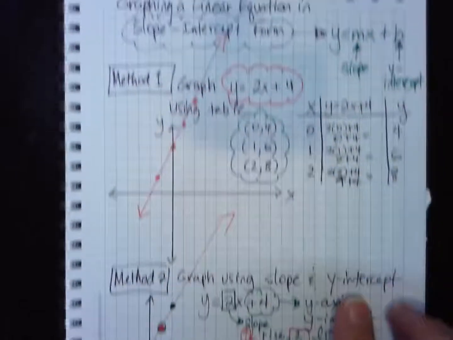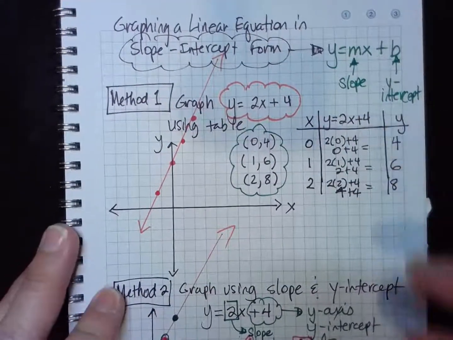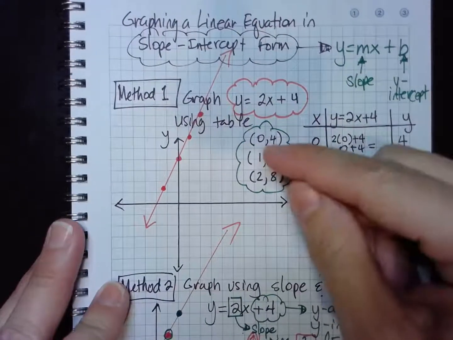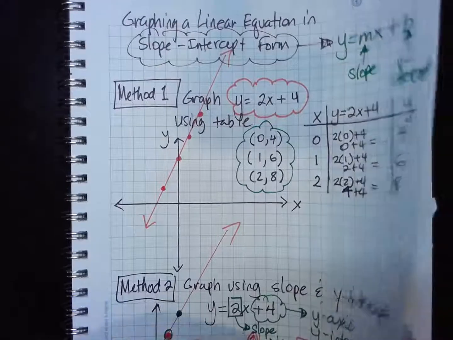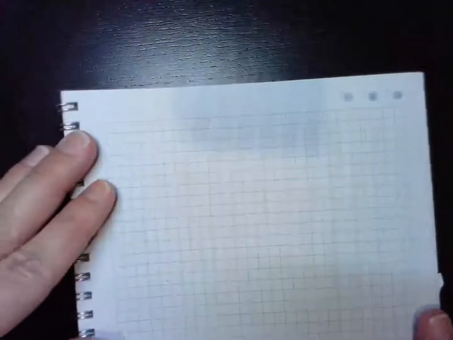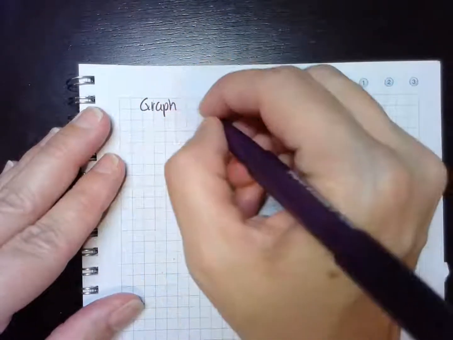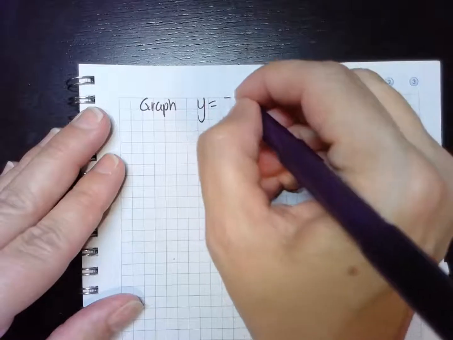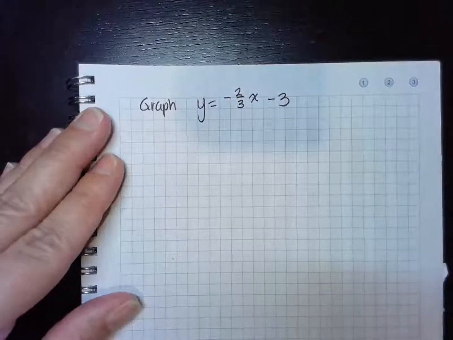Okay, so I think you guys get what we're doing here. I'm going to do another one, and this time I'm going to do one that has fractions in it, so that you can see what to do with fractions and negatives and all that good stuff. And I'll do it with both methods. So this time I'm going to graph y = -2/3 x - 3.